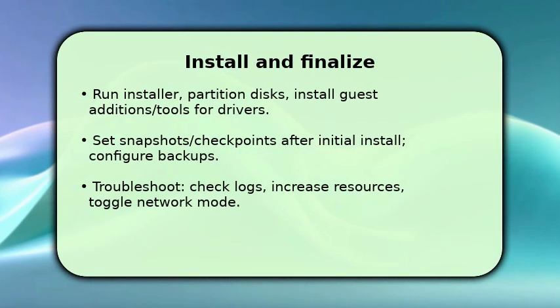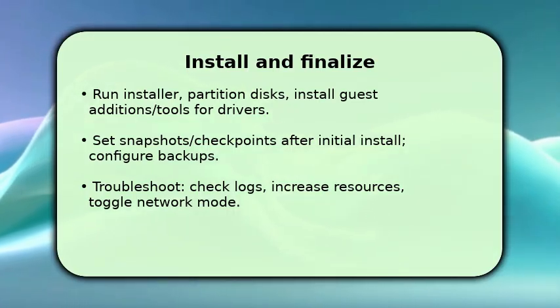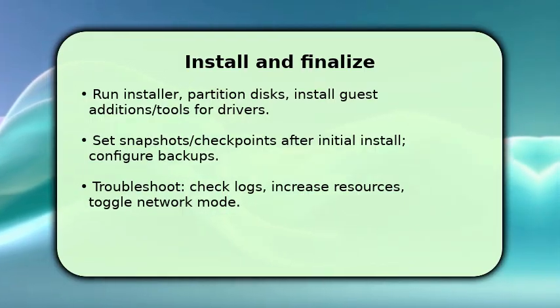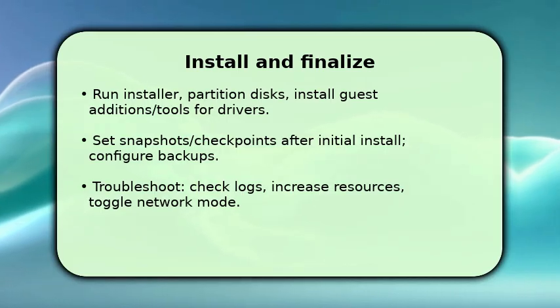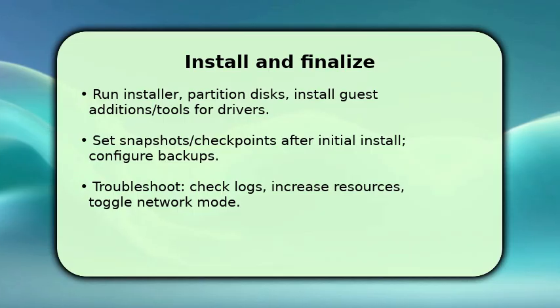You proceed to install the guest OS and finalize integration. Start the VM, follow the OS installer prompts, partition sensibly, and install. After the base system is up, install guest editions or VMware tools to get drivers, clipboard sharing, and better video. Once stable, create a snapshot or checkpoint and configure backups so you can revert if needed.